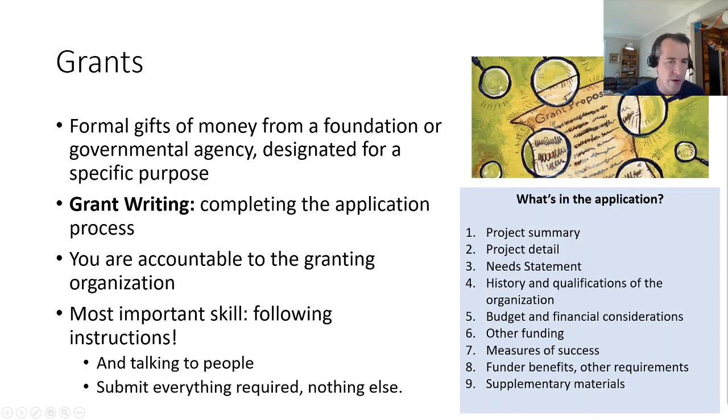Funder benefits and other requirements. So sometimes the agency will want to be mentioned in your promotional materials, on the back of a promo t-shirt or in the notes of the program. You want to be able to assure the grantor that you can do this and tell them how you would do it. And then finally, supplementary materials, which could be really anything. A list of the board members, proof of your tax exemption, that sort of thing. So any and all of these can go into a grant application.